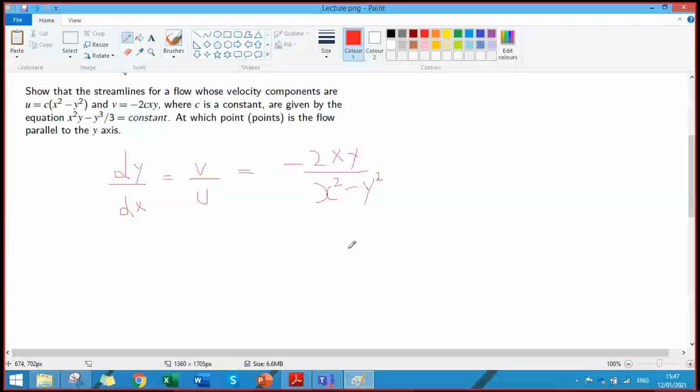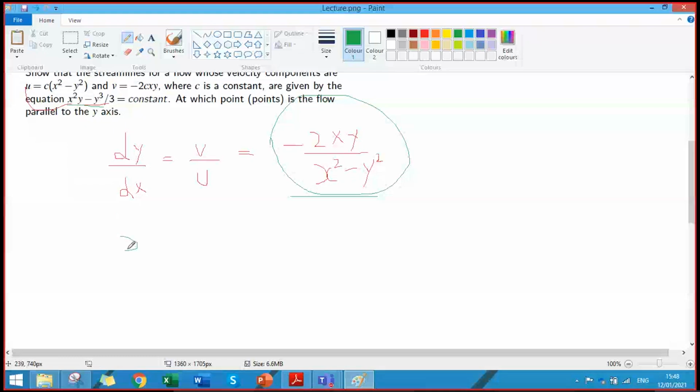And now we want to show that this is the equation for these functions u and v. In order to do that, we see that we cannot separate the variables in this form because it is an implicit form, right? So we cannot get this equation from this form. What we can do is take the derivative of the equation x square y minus y cube by 3 equal to constant. If the derivative from this equation is equal to this, then these two components are for this equation, right?